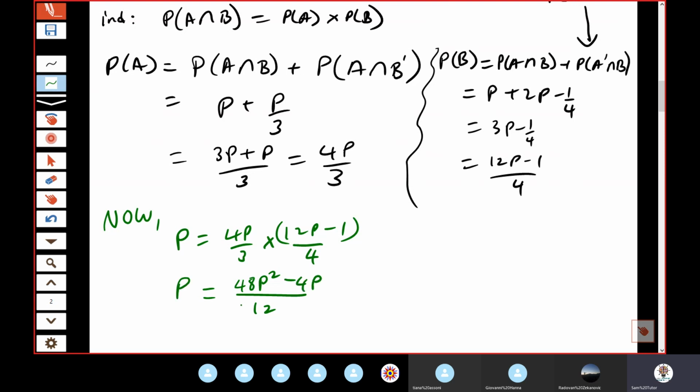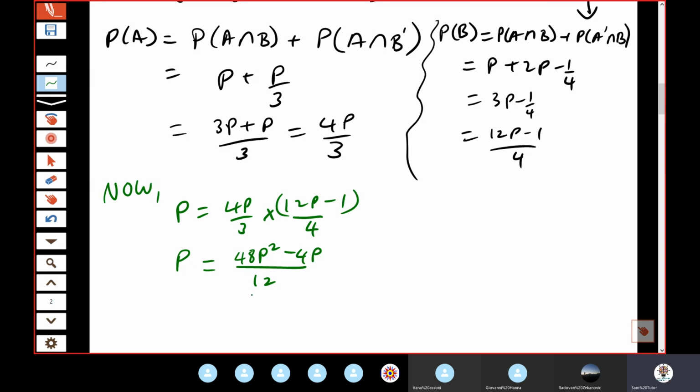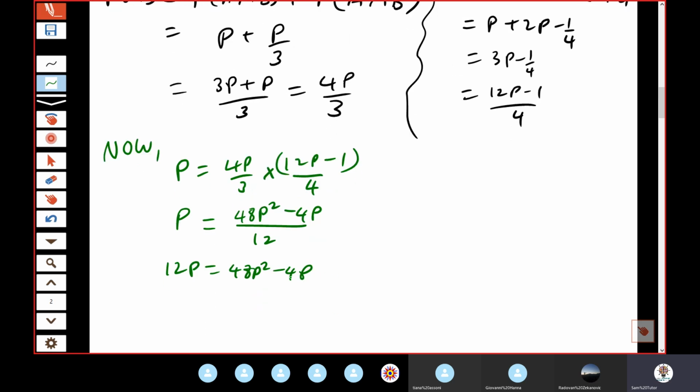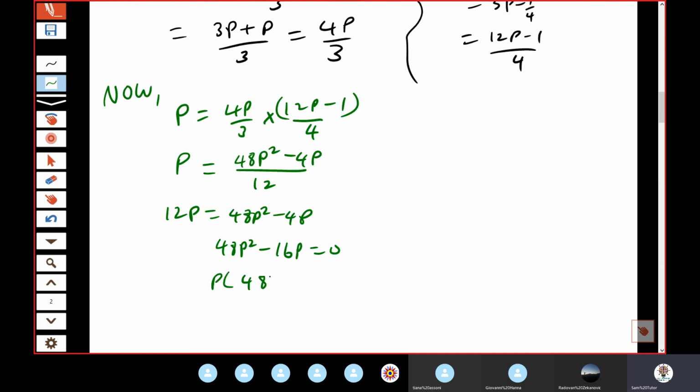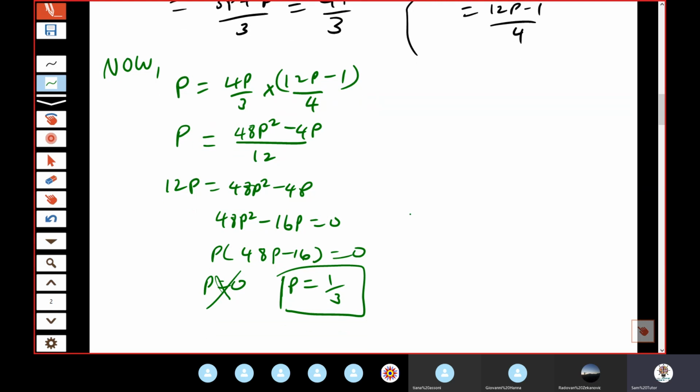Now I did it in a different way altogether than I did before. It's because with your math, you might have done this. I don't know. It's up to you. Times by 12. Bring your P to one side. Minus 16. Factorize. And if you realize to factorize 16, good on you. P equals 0, and the other one is P equals 1/3. You're done. And that's the answer we want, because you can't get 0 there.